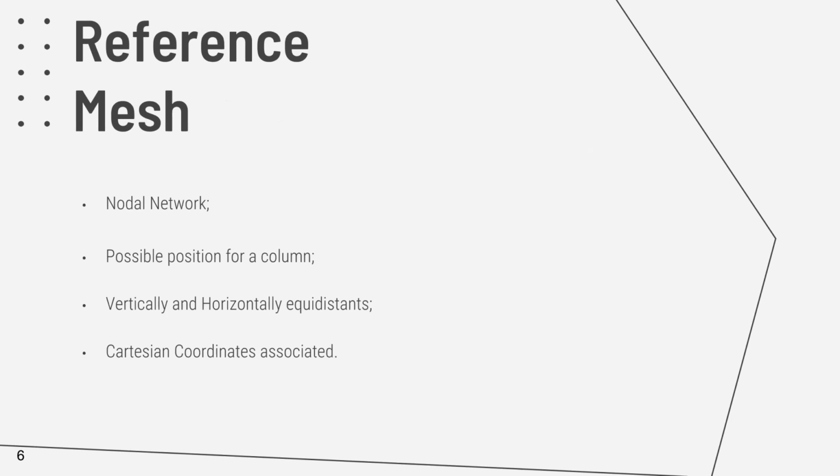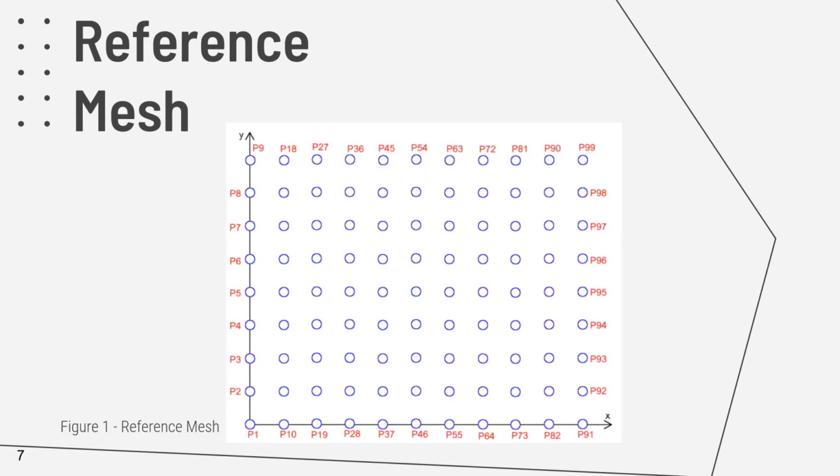Well, due to the imposed architecture, a reference mesh is generated in order to create a nodal network in which each node will be a possible position for a column allocation. All nodes are both vertically and horizontally equidistant, and they are associated with Cartesian coordinates. This is an example of a reference mesh with 9 nodes in the vertical and 11 nodes in the horizontal.